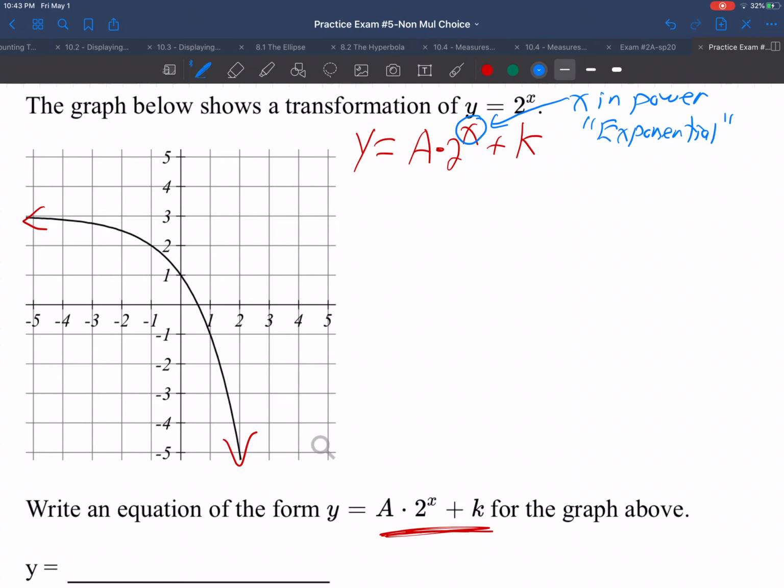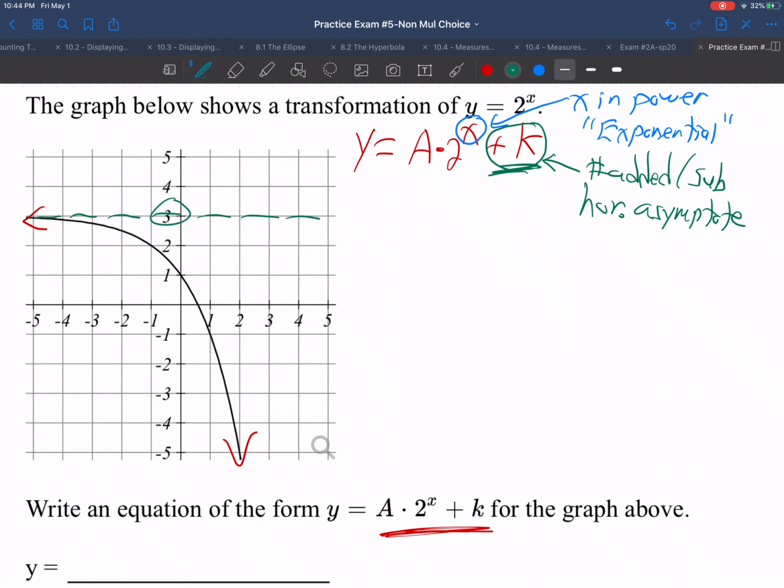And what does that mean, exponential? Well, that means specifically this number, the number added, subtracted, is the horizontal asymptote, isn't it? It's the horizontal asymptote. Where's the horizontal asymptote? Well, in other words, the flattening line, the line where it flattens out, what you can see right here. See how it's flattening out right at 3, plus 3. So that k must be plus 3.